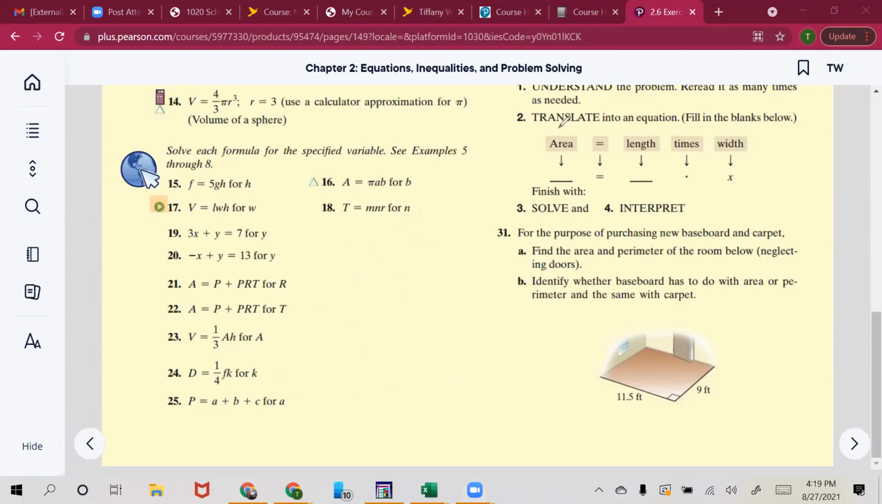So number 22, they're asking me to solve for t. So we've got A equals P plus Prt. This is actually an interest formula. Oh, I used little letters, not big letters. Let me fix that. And guys, there is a difference in math between big or capital letters and lowercase letters. So we want to make sure we get it right.